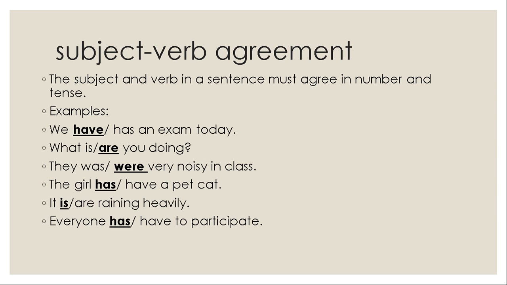The girl have a pet cat. A singular subject like girl must have a singular verb like has. It is are raining heavily. So it is singular, so I have to use is. Everyone have to participate. Now recall the previous lesson we did about indefinite pronouns. Indefinite pronouns like everyone, everybody, these are treated as singular. So we are going to use a singular verb, which is has.